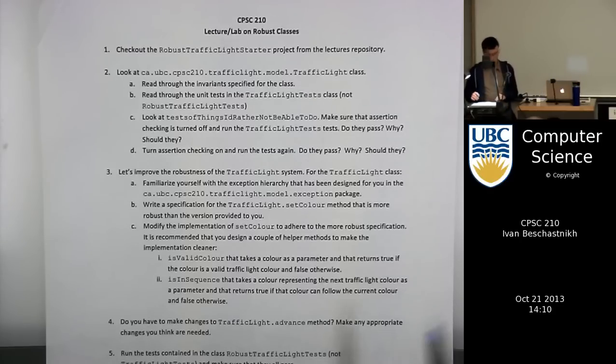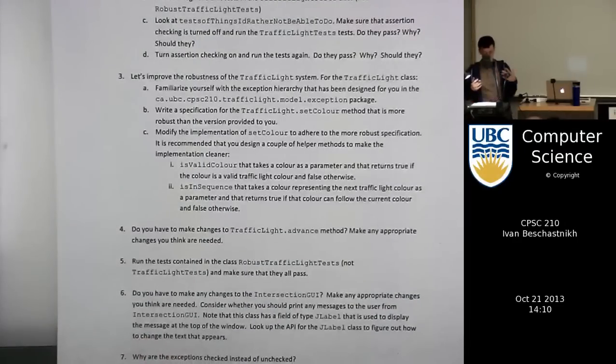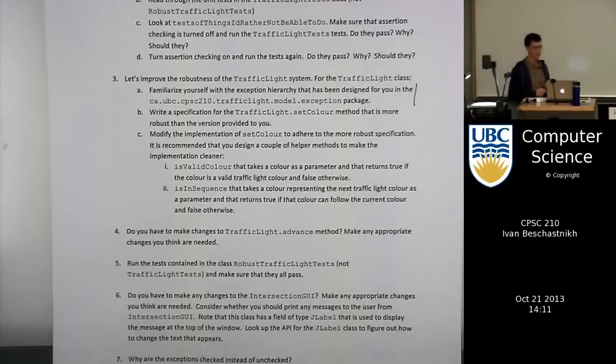Okay, so then the second question talks about improving robustness of traffic light. So robustness is like a keyword. When robustness comes up, think exceptions, think error handling, think testing different corner cases, right? Because that's what we've been going over. So the first step is, well, look at the exceptions that we've already defined in the package. Okay, so let's look at them.